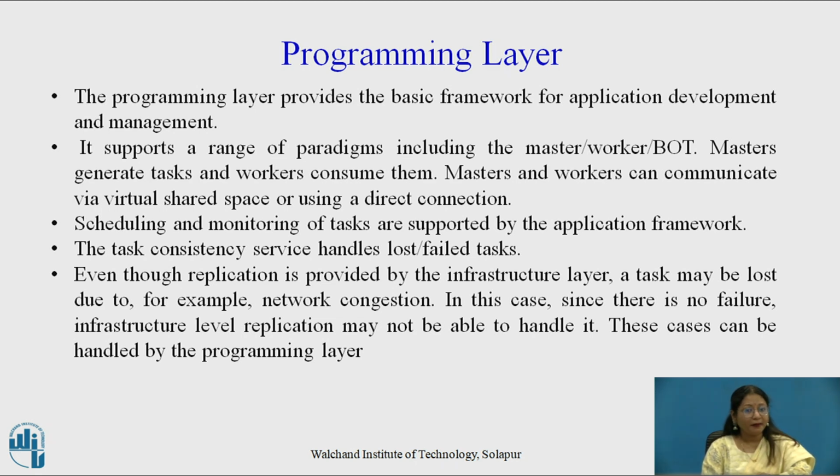Even though the replication is provided by the infrastructure layer, a task may be lost due to, for example, network congestion, and in this case there is no node failure. Infrastructure level replication may not be able to handle it, and these cases can be handled by the programming layer.